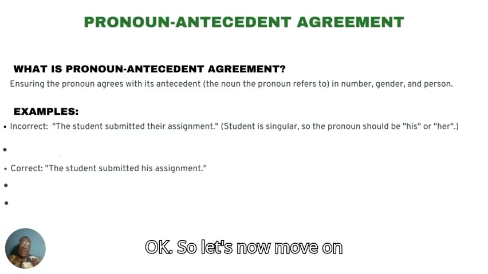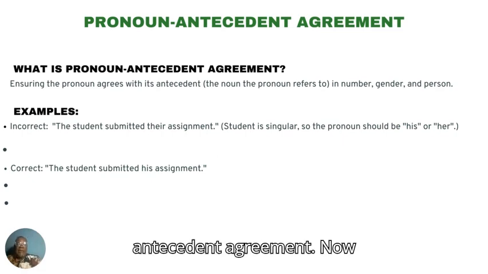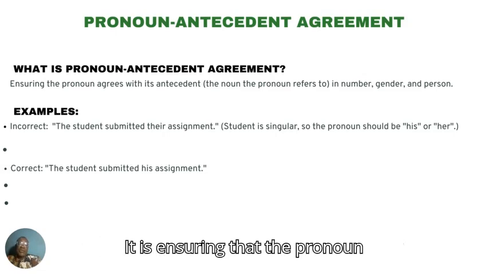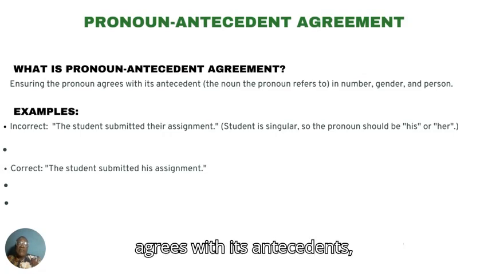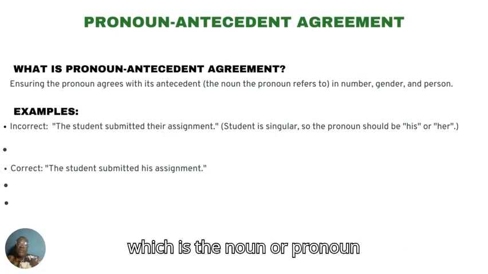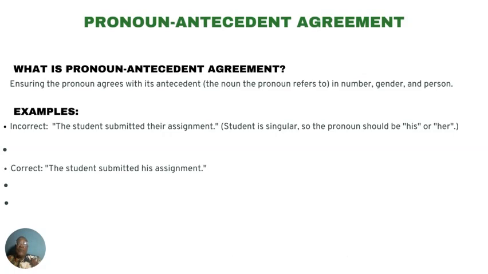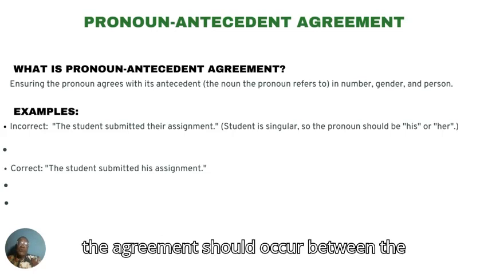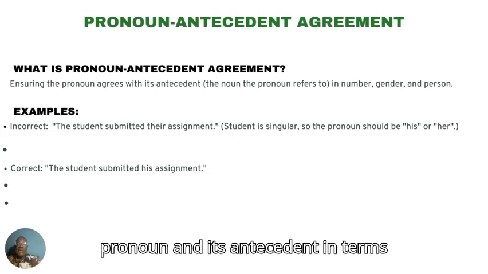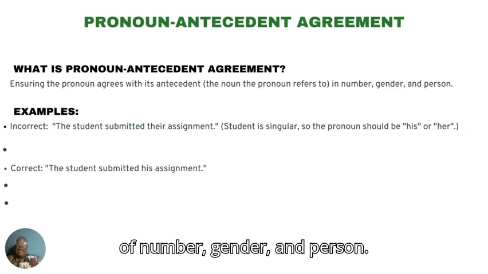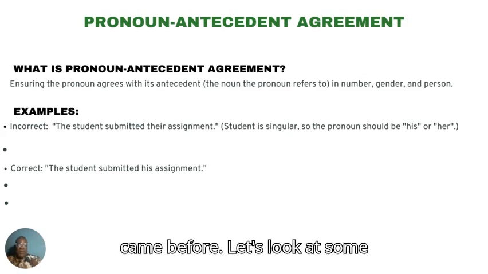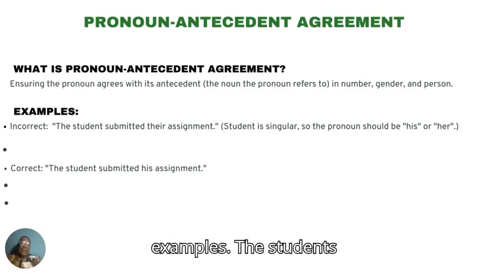Okay, so let's now move on to pronoun-antecedent agreement. Now, what is pronoun-antecedent agreement? It is ensuring that the pronoun agrees with its antecedent, which is the noun or pronoun referred to in the sentence, and the agreement should occur between the pronoun and its antecedent in terms of number, gender, and person. So the word antecedent is what came before. Let's look at some examples.